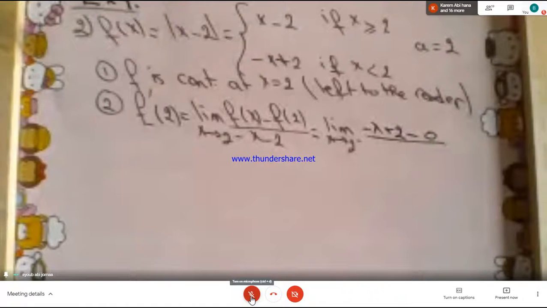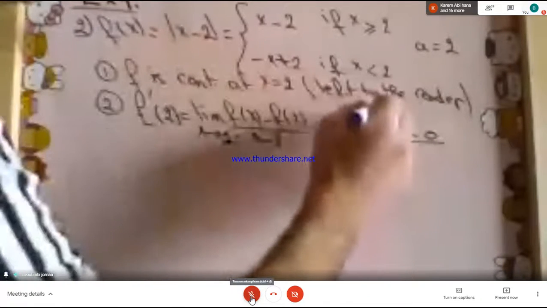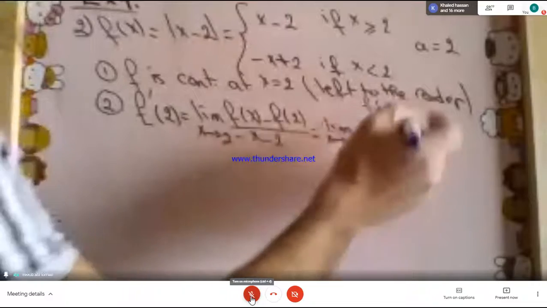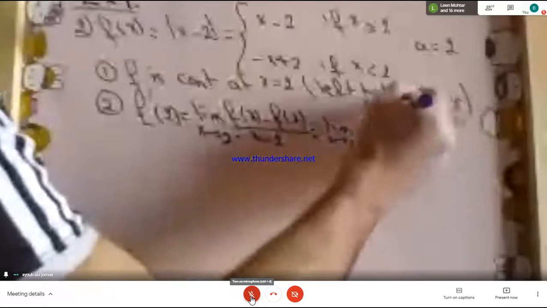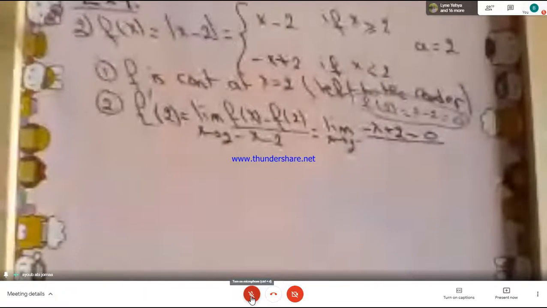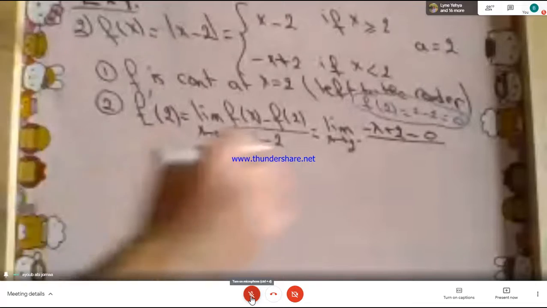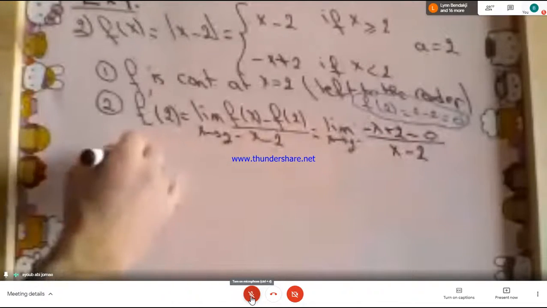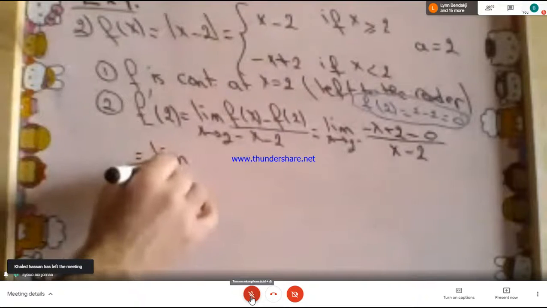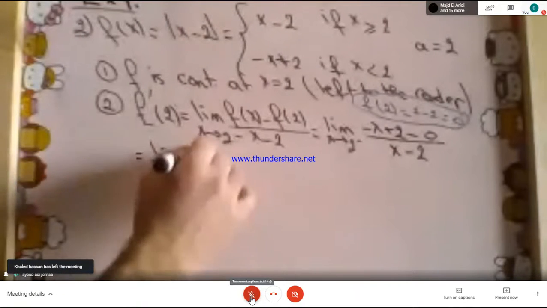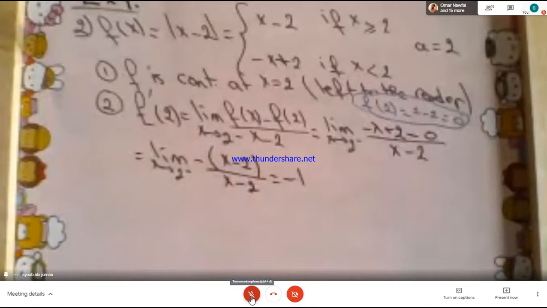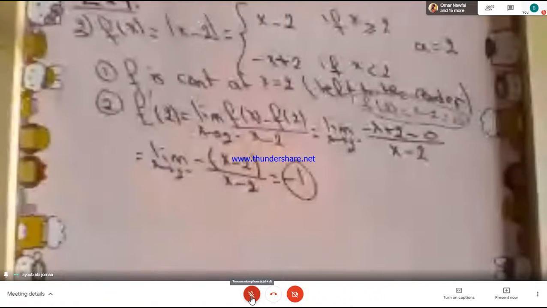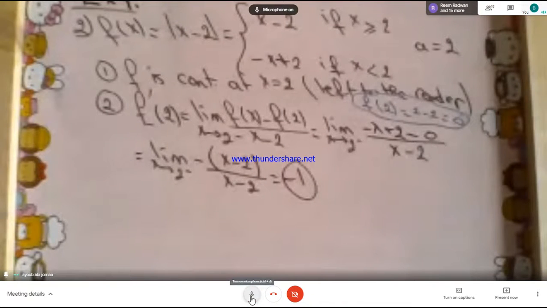نكتبها بشي محل رح اكتب لكم اياها هون f of 2 is equal to 2 minus 2 equals 0. Okay? Over x minus 2, which is equal to limit x approaches 2 minus, take negative outside, negative x minus 2 over x minus 2, and the answer is negative 1. So the left side is negative 1. Yes?